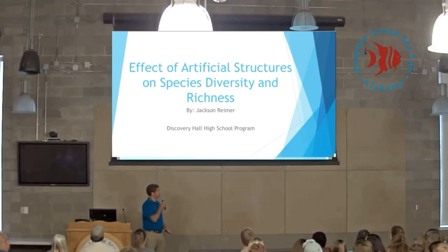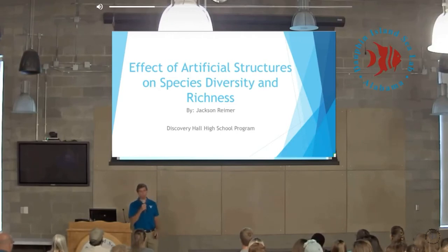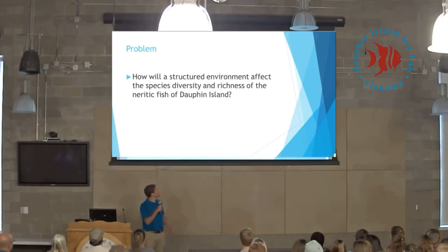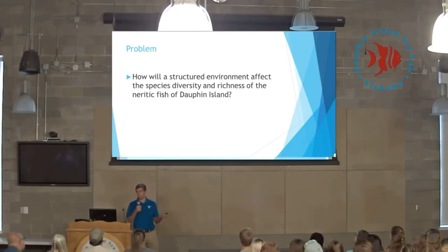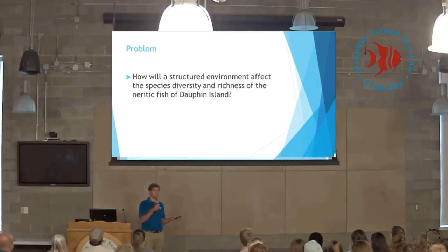Good morning. My name is Jackson Reimer, and today I'm going to talk about the effect of artificial structures on species diversity and richness. My problem statement is, how will a structured environment affect the species diversity and richness of neritic fish of Dauphin Island? A neritic fish is a fish that lives inshore.